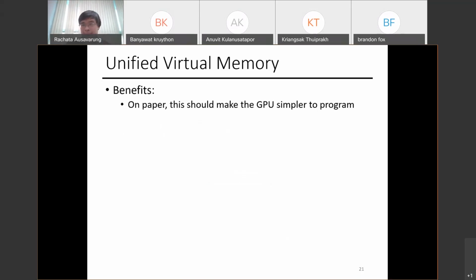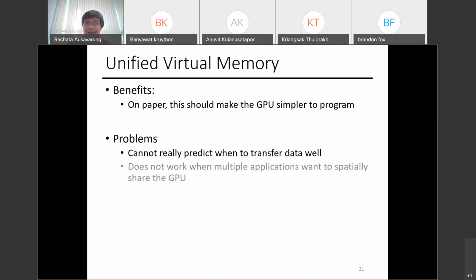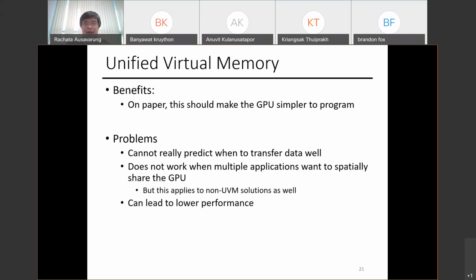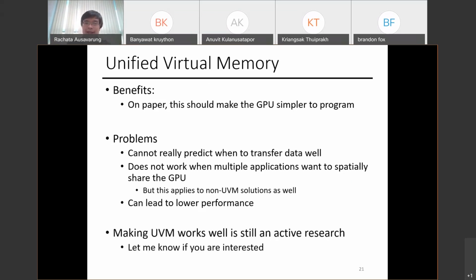So the benefit on paper, this is good. It should make GPU simpler to program. The problem is that you cannot really predict sometimes when to transfer the data. Sometimes when you have multiple applications running on the GPU, sometimes you actually launch 2 or 4 kernels at the same time on the GPU. They share the memory. So the pages from one application can kick out someone else's pages. You can actually run into lower performance. So making UVM work well is still a really active research area.